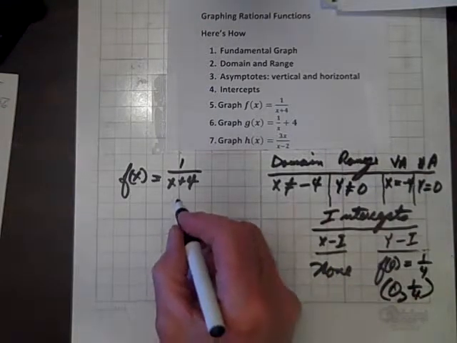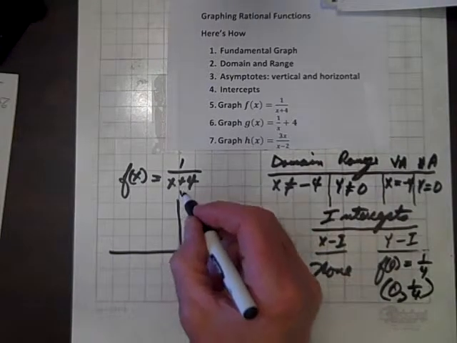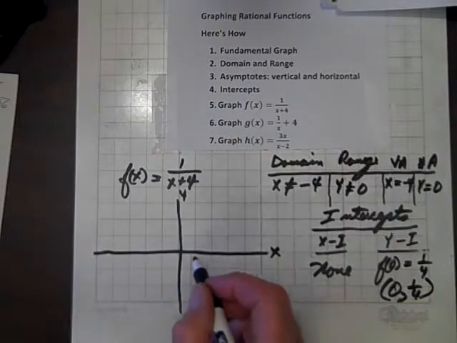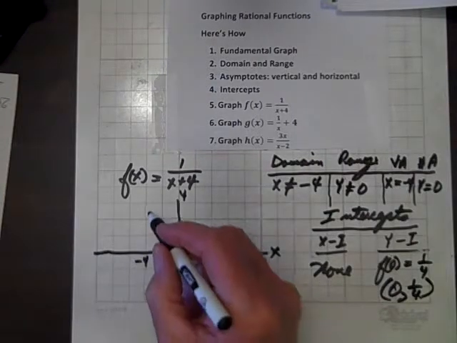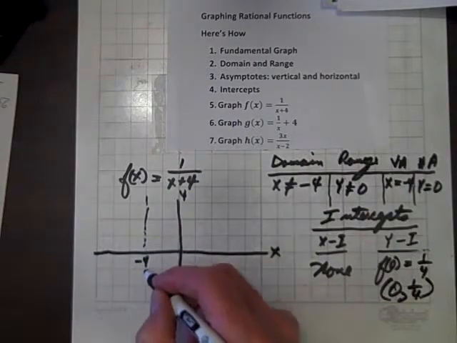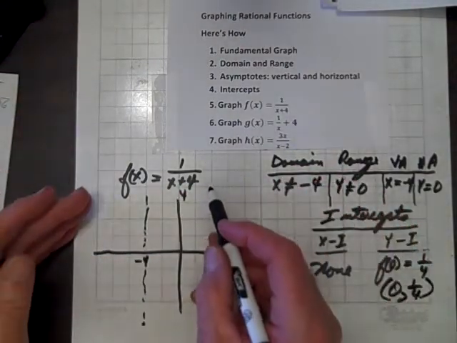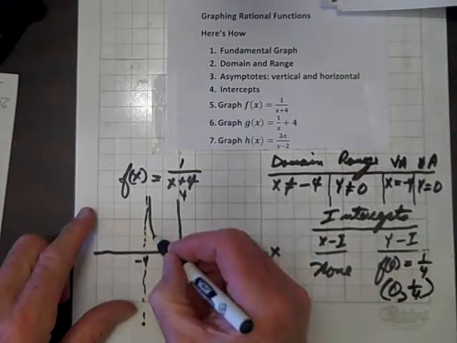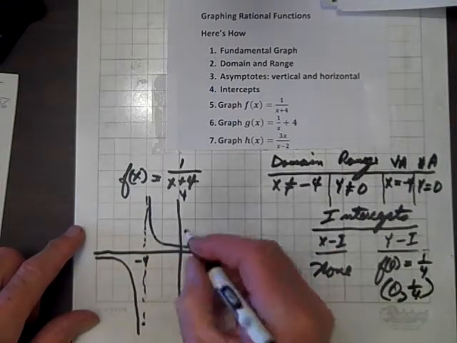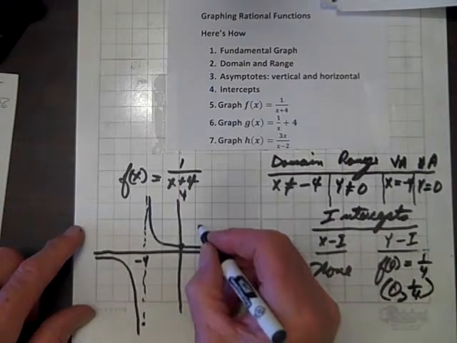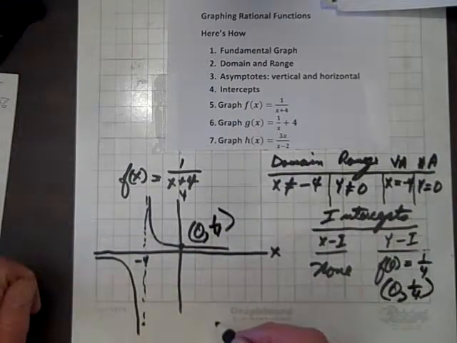Now let's graph this fellow, with x and y, and here we are out at negative 4, and we've got a vertical asymptote at negative 4. And the shape, notice we just have a horizontal shift, so our shape is the same, it's just been moved to the left. And the y-intercept is at (0, 1/4). And we're done.